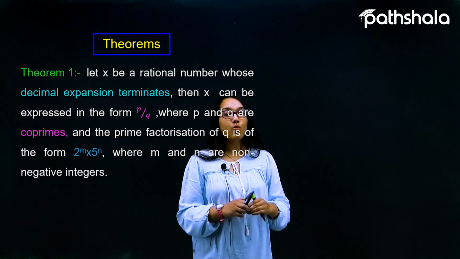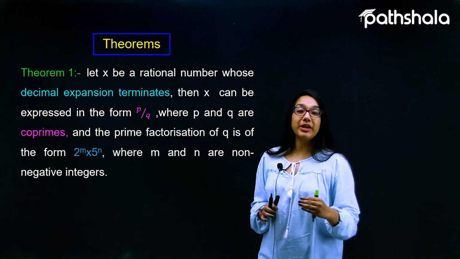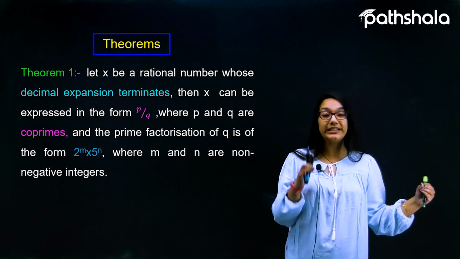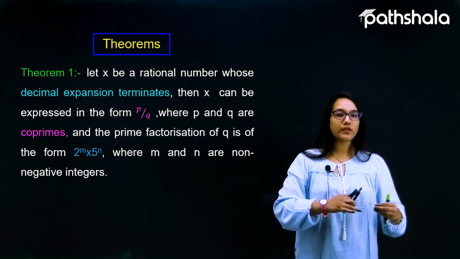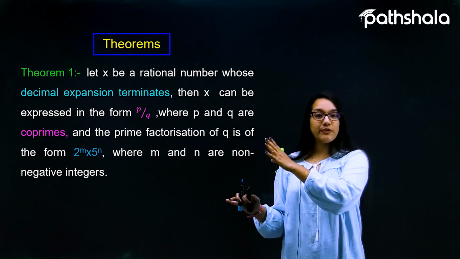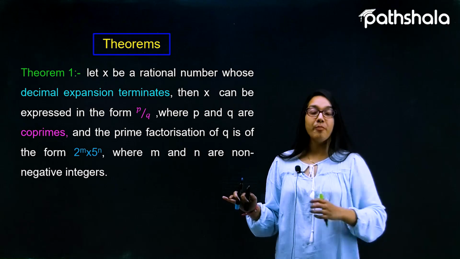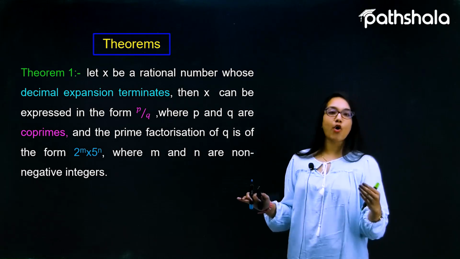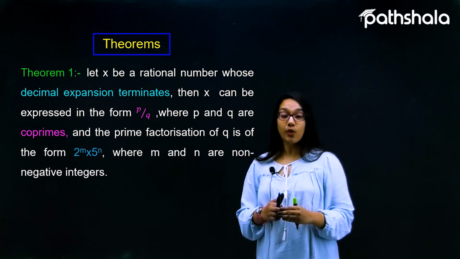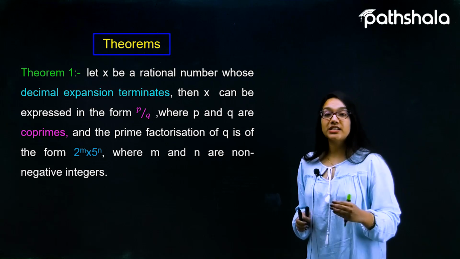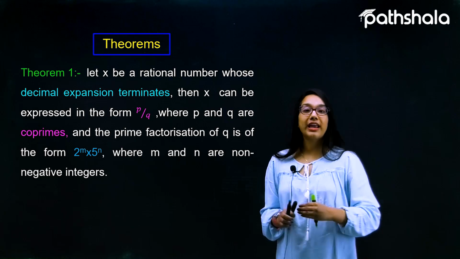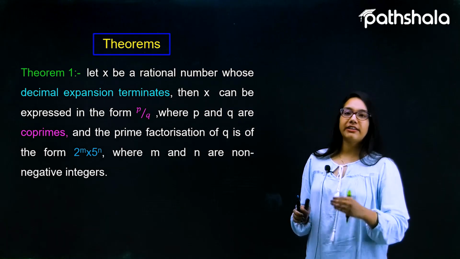Theorem number 1 says: let x be a rational number whose decimal expansion terminates. So let us suppose we have a rational number whose decimal expansion terminates, just like the first part we discussed before. Then x can be expressed in the form P by Q, where P and Q are co-primes, and the prime factorization of Q is of the form 2 raised to the power m into 5 raised to the power n, where m, n are non-negative integers.